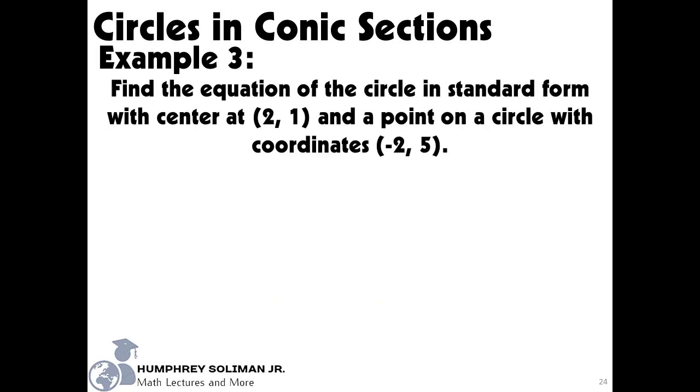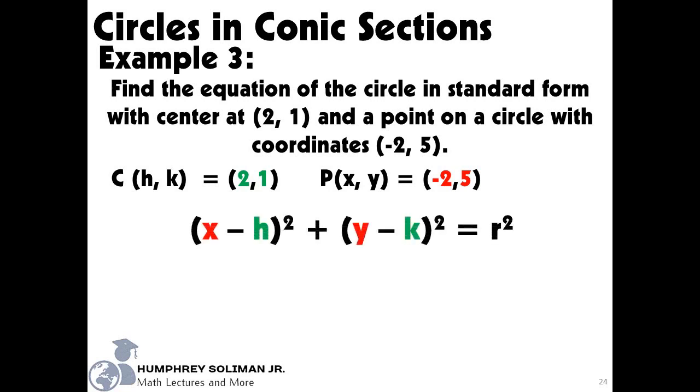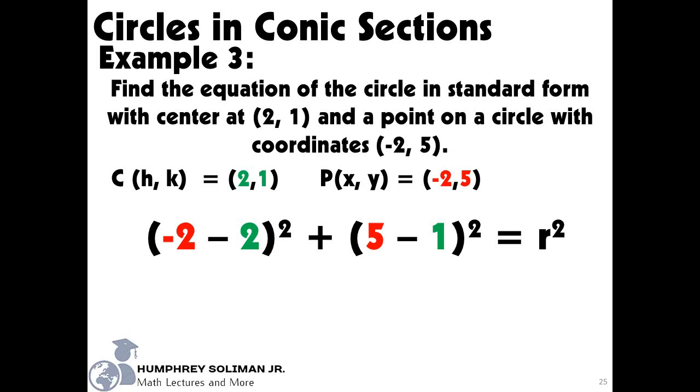Example number 3, find the equation of the circle in standard form, with the center at 2, 1, and a point on the circle with coordinates negative 2, 5. Since we were not given the value of r, we will use the given center and point to find the value of r. Let's put the value of h, k in the equation. And then, substitute the x and y from the point P.